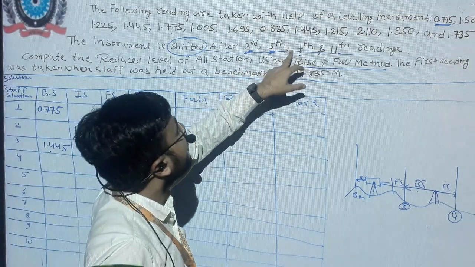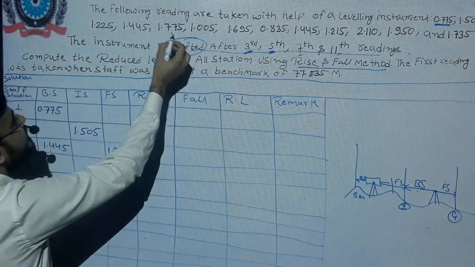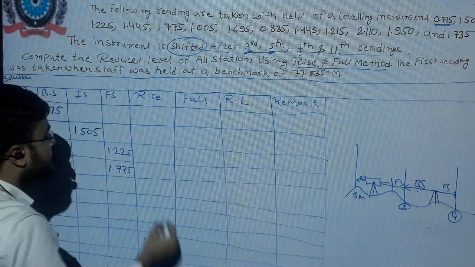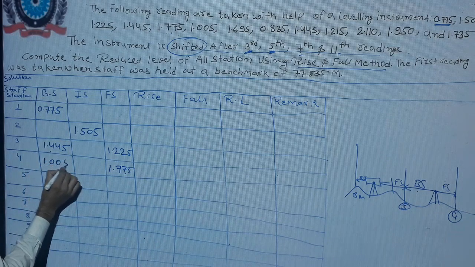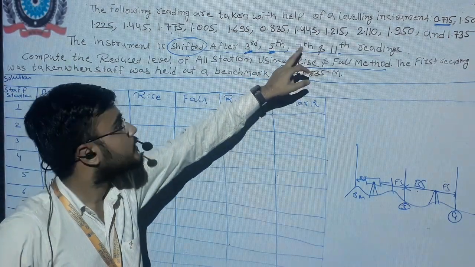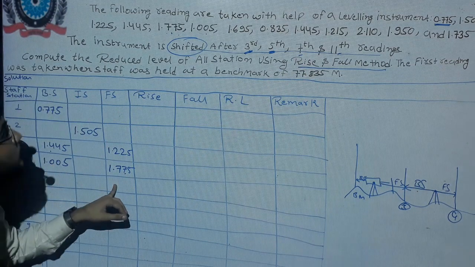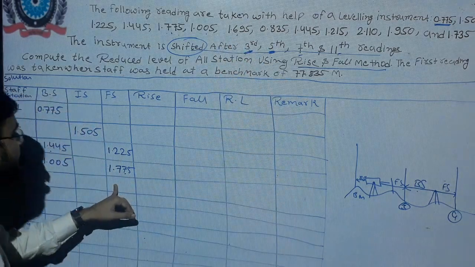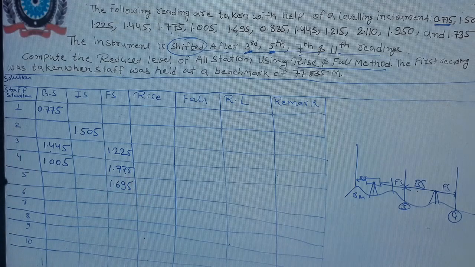Now move forward. Again after the fifth reading, the sixth reading will be the backside. After 1.775, the sixth reading is 1.005, which will be considered in the backside. 1.005. Now again the instrument is shifted, seventh reading. This reading is the sixth reading. So the next reading, 1.695, is considered a foresight.